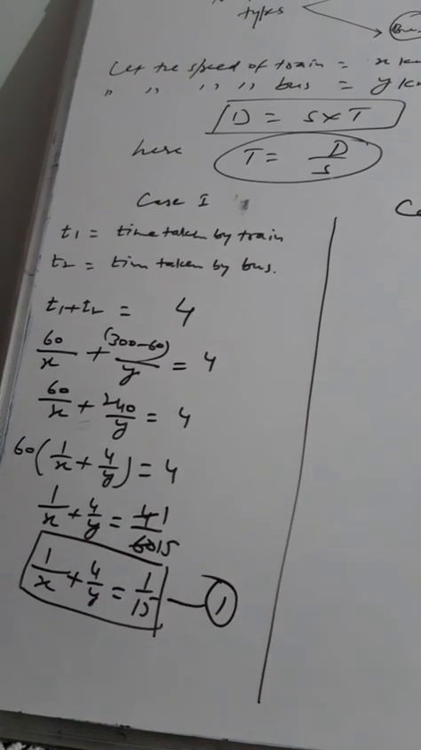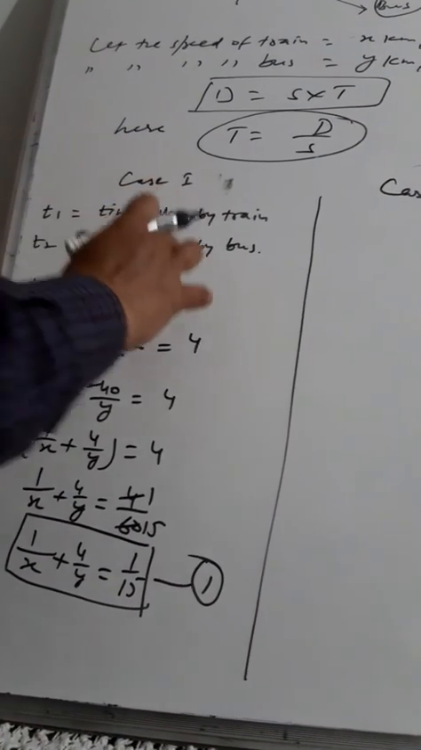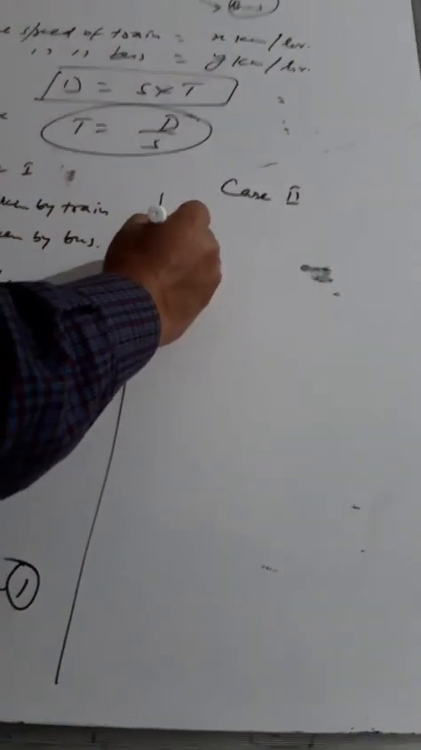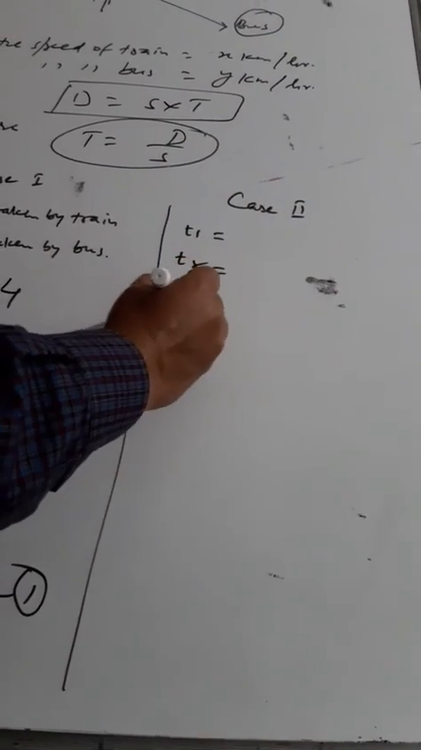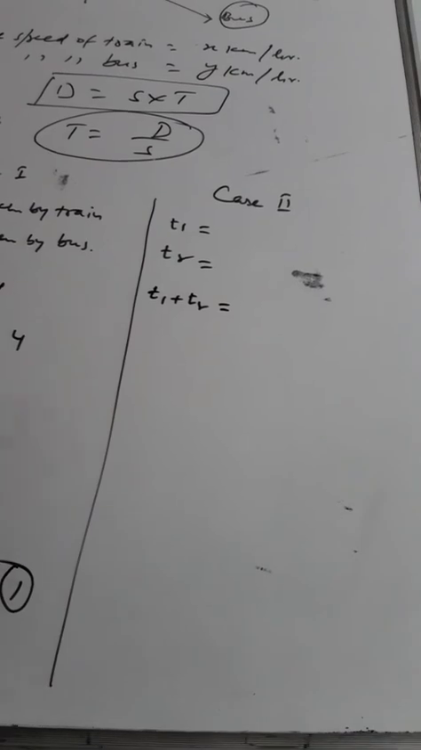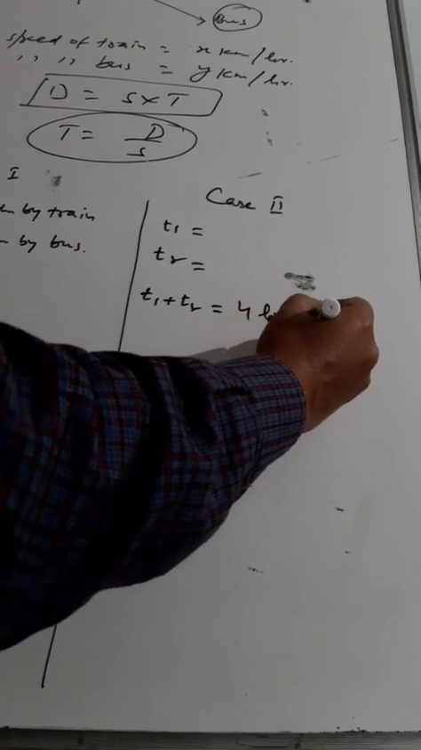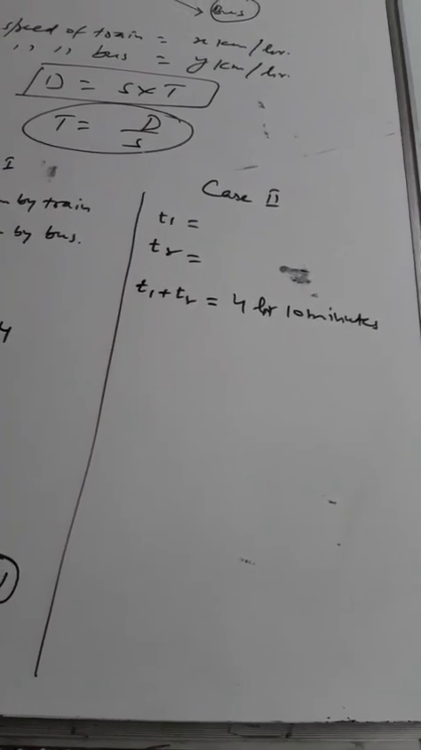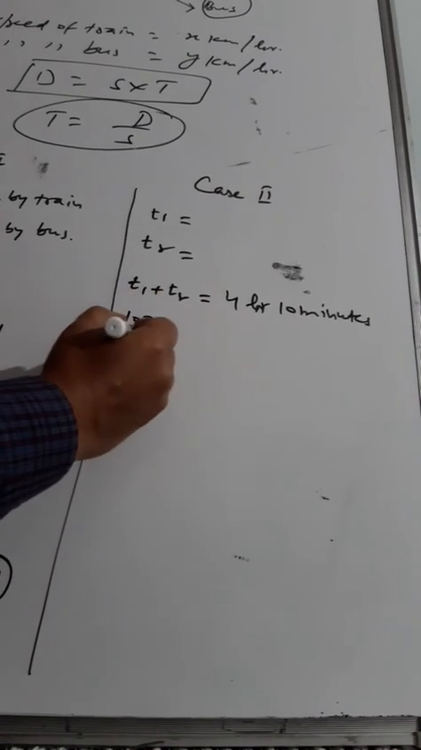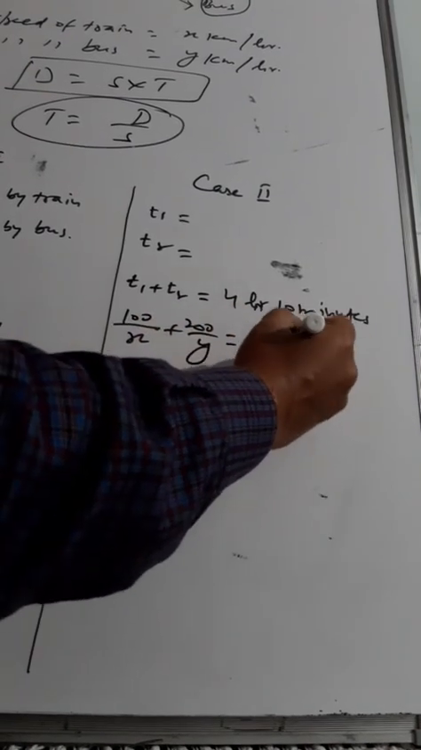And then let 1 upon x is equal to a and 1 upon y is equal to b, same as what we did in the previous part. Similarly here in case 2, suppose I am taking T1 and T2, the time taken by the train and the time taken by the bus. So T1 plus T2 is equal to what? Here it is 4 hours 10 minutes, 10 minutes longer is given. T1 is the time taken by the train. So if she travels 100 kilometer by train, it is 100 upon x. Remaining is definitely 200 upon y, which is equal to 4 hours 10 minutes.